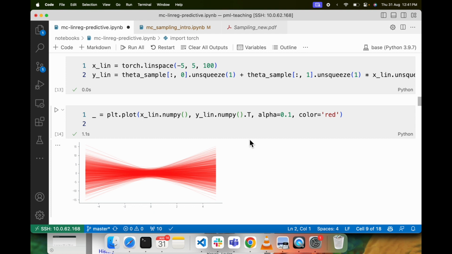Why would the lines be going through 0 0? Because that's the mode of your prior. That's the most likely value.